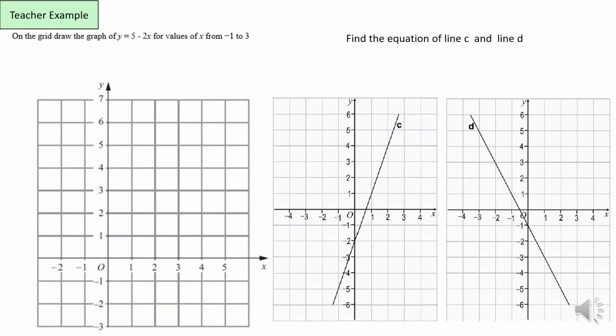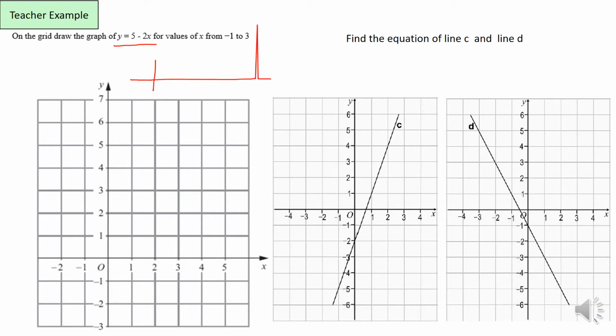We have two sets of questions, one on the left hand side and one on the right hand side. So I'm just going to do the one on the left hand side first and then those two questions on the right hand side. On the left hand side we have a question. It says on the grid draw the graph of y equals 5 minus 2x for the value of x from -1 to 3.